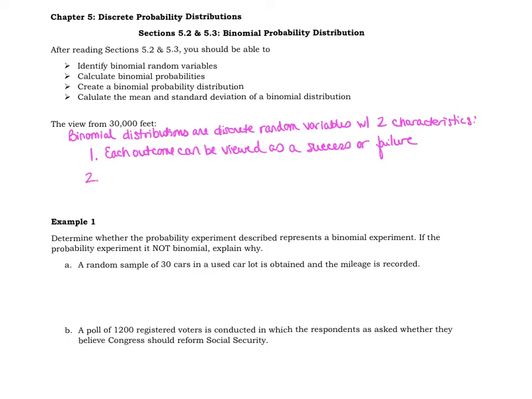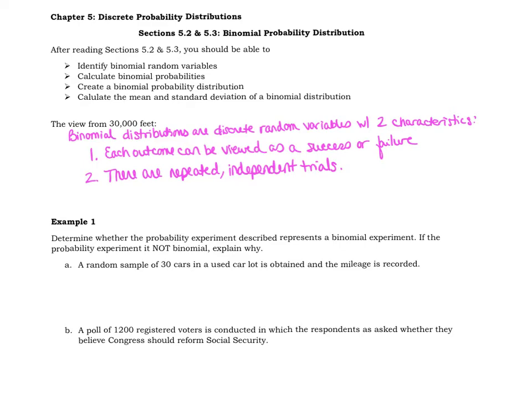And then number two, there are repeated independent trials. And remember, independent, back from chapter 4, independent trials means the outcome of one does not affect the next. Okay, so what happens in trial number 4 has nothing to do with trial number 5, has nothing to do with trial number 6, etc.